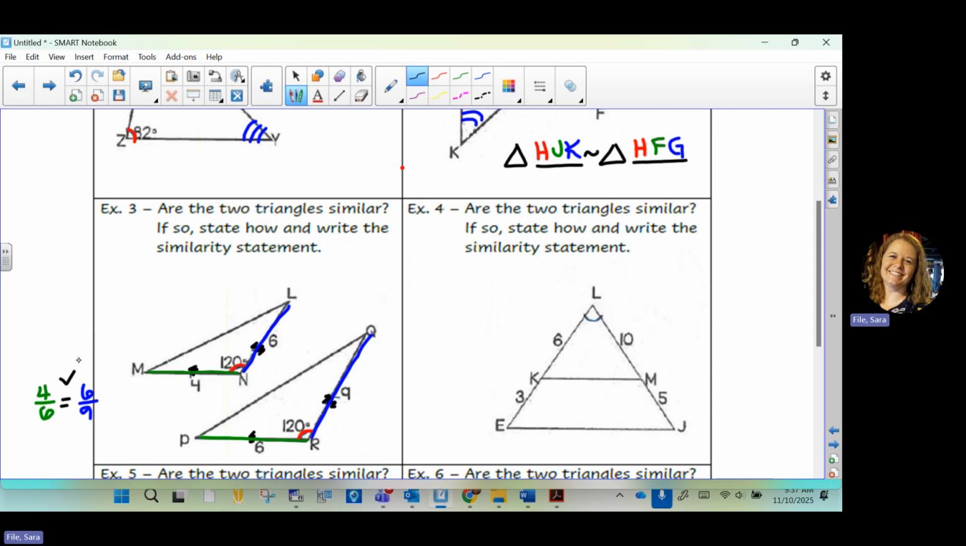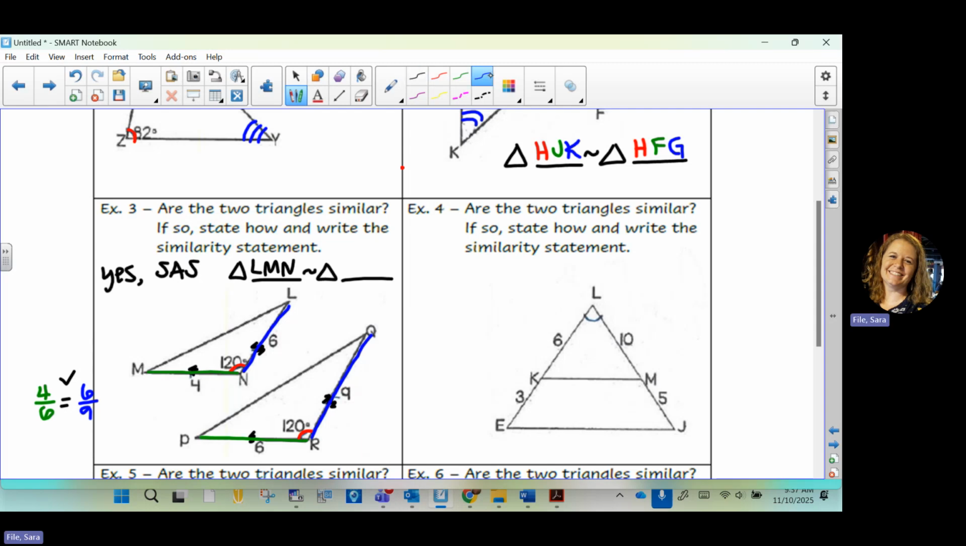Then they are not similar. So you just put no. So this one is a yes. Yes, they are similar, and it's by side, angle, side. Now the triangle similarity statement, you get to pick the name of the first one, and then we'll put it in corresponding order for the second one. So how do y'all want to name the small triangle? LMN. NLP.